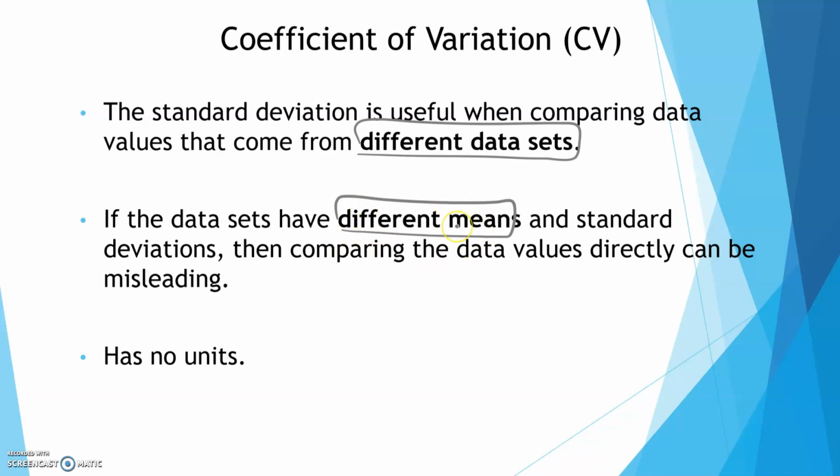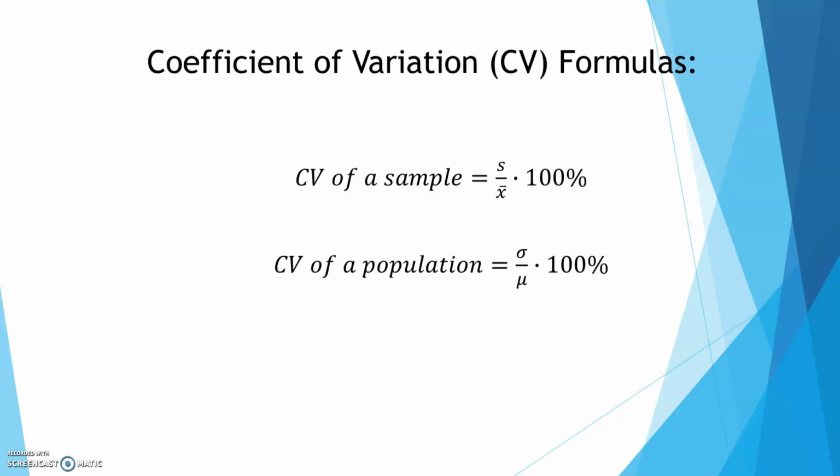Whereas different means, you still have two different data sets, but both of them you looked at height, or both of them you looked at the weight, but they have different means within each of those samples. Okay, now this thing is going to have absolutely no units, and I'll show you why here in an example.